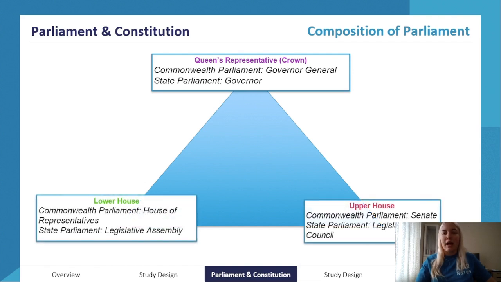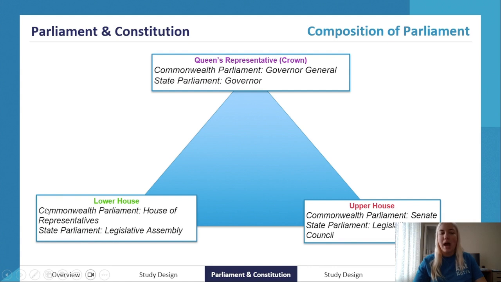And the first concept that obviously we're looking at is the composition of Parliament. So Parliament consists of the Crown, the lower house, and the upper house. And this includes both the Commonwealth Parliament and state level parliaments as well. And you need to know both of these. So let's talk about the lower and upper house first. The lower house in the Commonwealth Parliament is referred to as the House of Representatives. Within state parliament, so in Victoria, this is referred to as the Legislative Assembly.